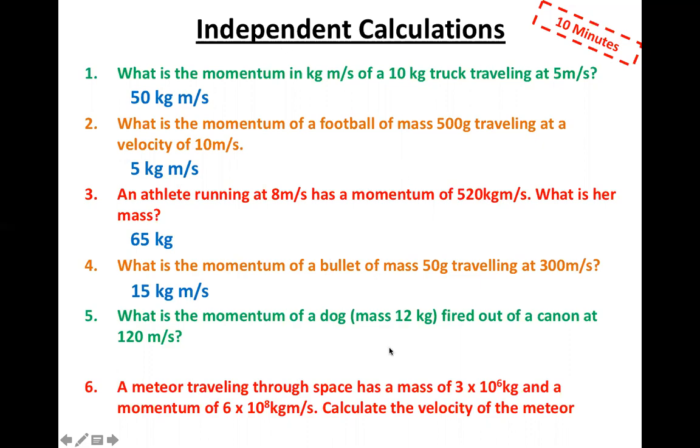Okay, next. Shaluk, what is the momentum of a dog, mass 12 kg, fired out of a cannon, oh gosh, at 120 meter per second? 1,440 kg meter per second. Yep, correct. And the last one, a meteor traveling through space with a mass of 3 times 10 to the power 6 kg, momentum of 6 times 10 to the power of 8 kg meter per second. Calculate the velocity of the meteor. Lohindra? 200 meter per second.